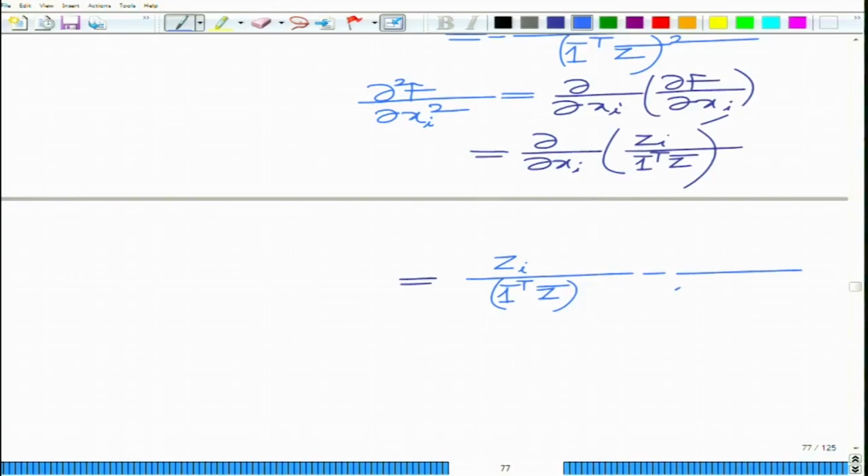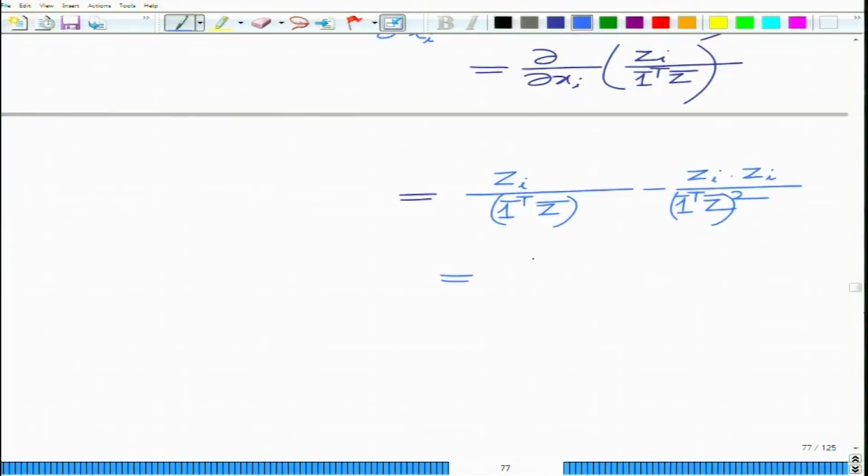minus, now the derivative of the denominator, that is minus 1 over 1 bar transpose z bar square, times zi times the derivative of 1 bar transpose z bar with respect to xi, which is again zi. So you have a zi square in the numerator. So you will have zi divided by 1 bar transpose z bar minus zi square divided by 1 bar transpose z bar whole square.